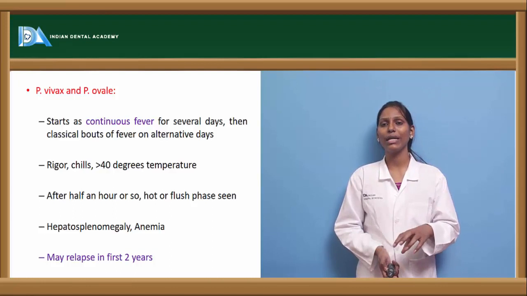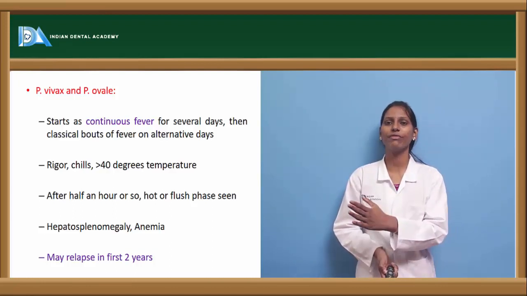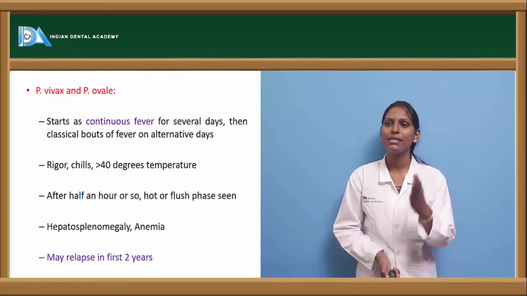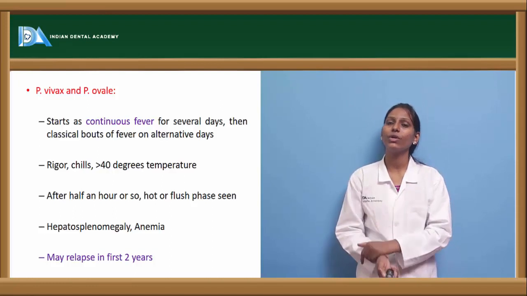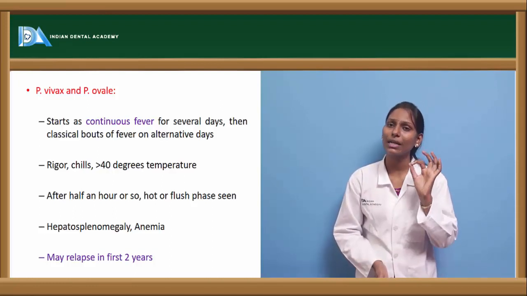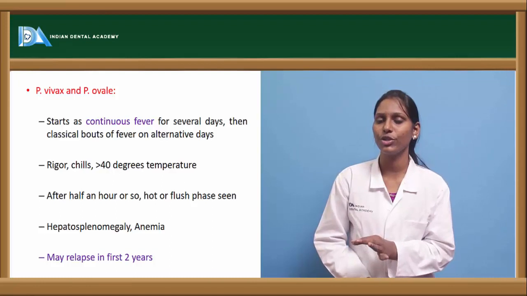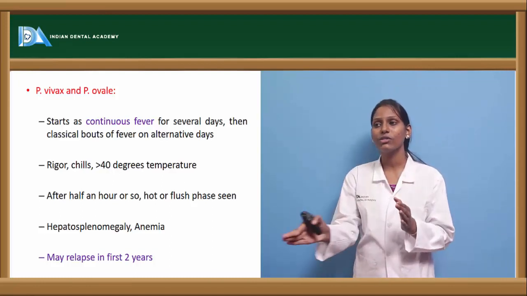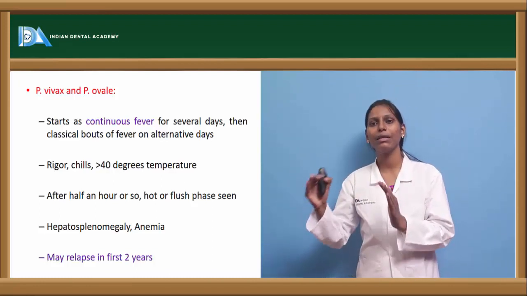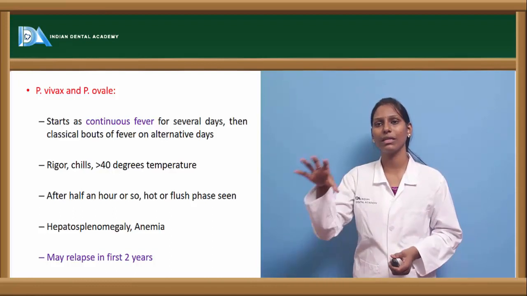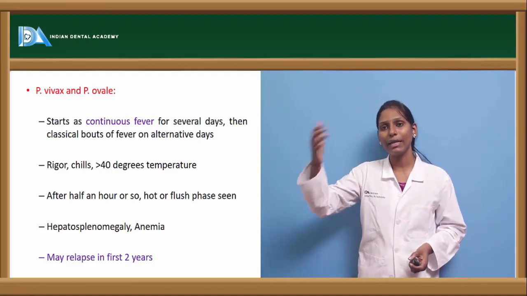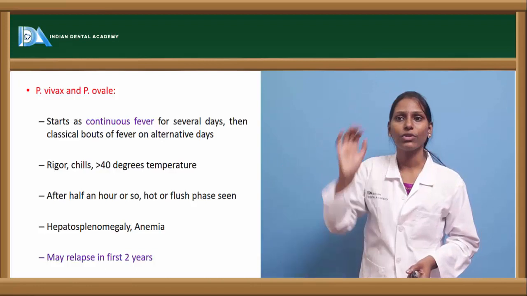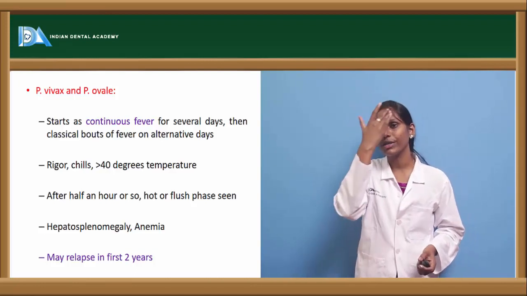In this condition, what happens? It actually starts as a continuous fever for several days. Then classical bouts of fever on alternate days. The pathognomonic feature of Plasmodium vivax and Plasmodium ovale is continuous fever for a particular period of time. Later, there will be bouts of episodes. There are classical bouts of fever on every alternate day. So this is a pathognomonic feature of Plasmodium ovale or Plasmodium vivax.